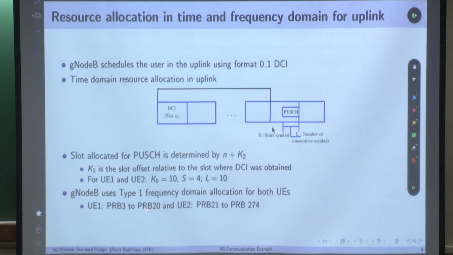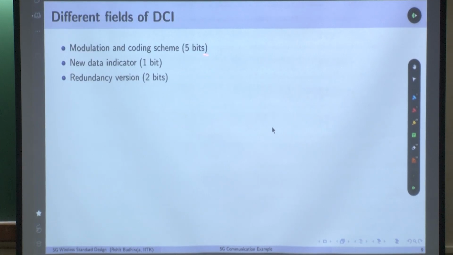Again PRB3 to PRB20 and PRB21 to 274. They are being used, and how will it be combined? It will be combined using RIV. So look at this DCI. MCS will have to be defined. New data indicator will have to be defined.